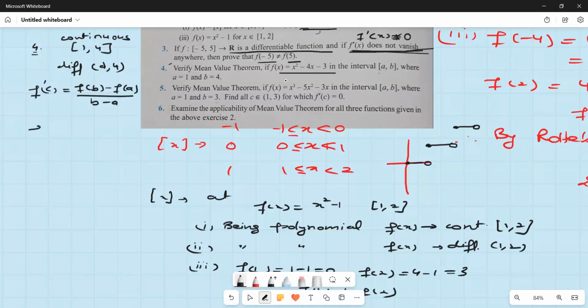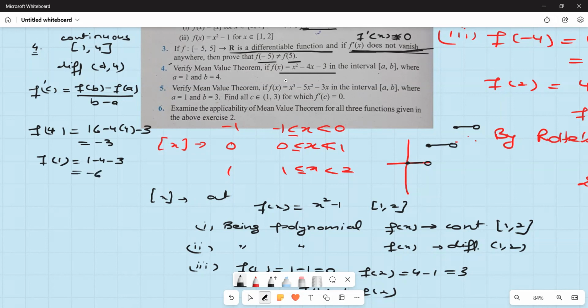So find out f of b. f of b is f of 4. So that is equal to 16 minus 4 into 4 minus 3. So 16 minus 16 cancel. So this is minus 3. What is f of 1? 1 minus 4 minus 3. So this is minus 7 plus 1 is minus 6.